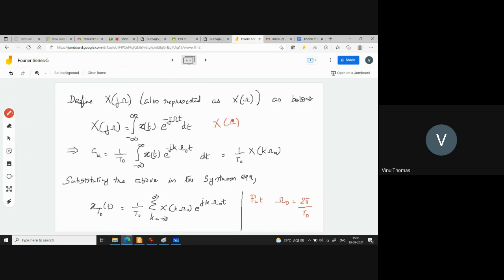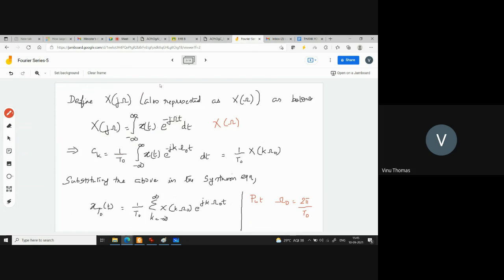So we can use either X of omega or X of j omega to represent this integral. So X of j omega is equal to, this is something that you have to familiarize and remember by heart. X of j omega is equal to the integral from minus infinity to plus infinity of x of t e raised to minus j omega t dt.